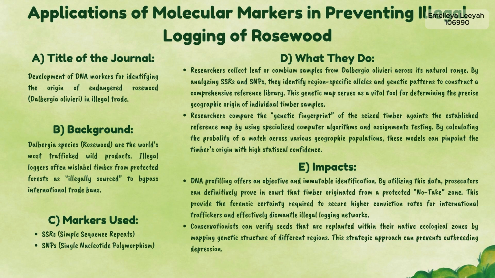By utilizing this data, prosecutors can definitively prove in court that timber originated from a protected no-take zone. This provides the forensic certainty required to secure higher conviction rates for international traffickers and effectively dismantle illegal logging networks. Conservationists can also verify that seeds are replanted within the native ecological zones by mapping the genetic structure of different regions. This strategic approach can prevent outbreeding depression.